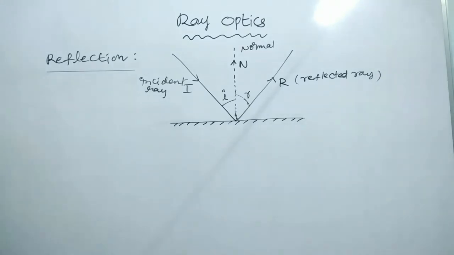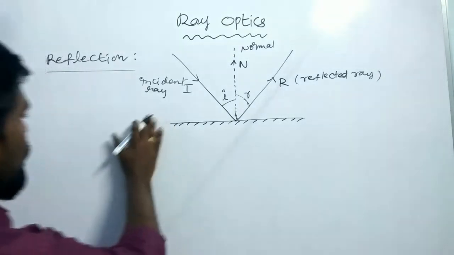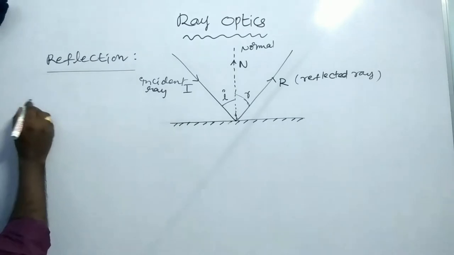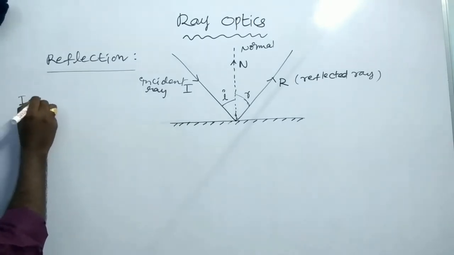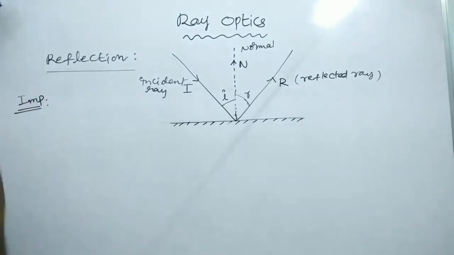Okay, so here are the laws of reflection, very, very important. They apply for any mirror, plane mirror or spherical or circular mirror, concave or convex, whatever that is. So here that is a plane mirror.